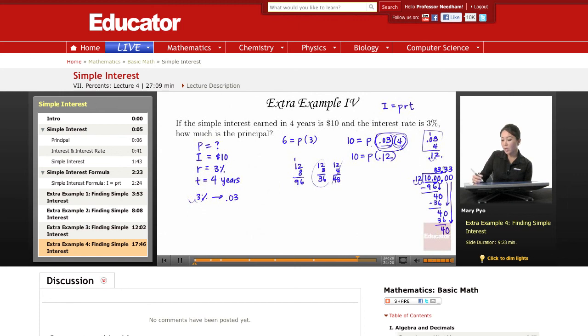I know I'm going to probably keep getting the same number, 3. It's a repeating number. But I can stop here because I'm dealing with money. I'm looking for principal, okay? If I'm looking for principal, then it has to be in money. Well, money, we know that there's only 2 numbers behind the decimal point, right? Because that's how many cents or pennies there are. So 83.33 would be $83.33. So P, when I divide this number by this number, I get $83.33.